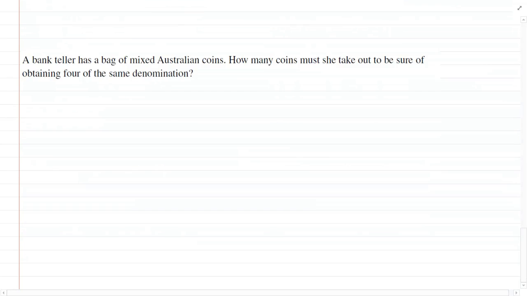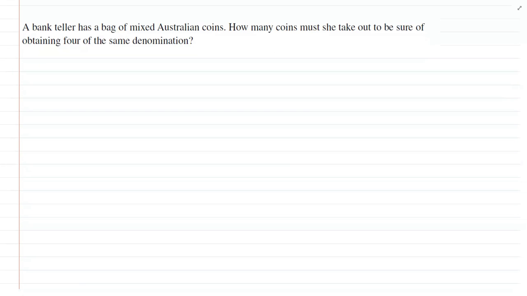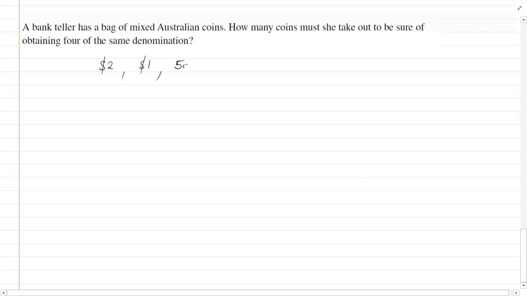Last question. A bank teller has a bag of mixed Australian coins. How many coins must she take out to be sure of obtaining 4 of the same denomination? Australian coins: $2, $1, 50 cents, 20 cents, 10 cents, 5 cents.